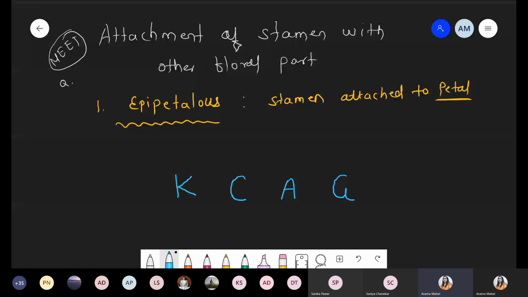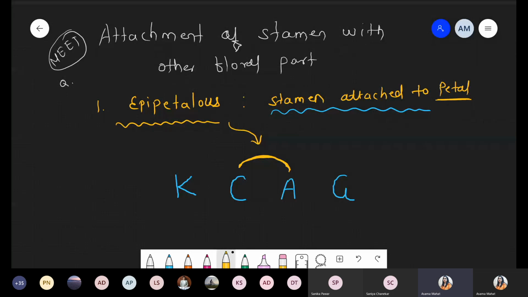But now we have to represent the epipetalous condition. So what is the meaning of epipetalous? Stamen is attached to petal. So remember this attachment is represented by a symbol, and that symbol is placed between A and C. Got this point? This attachment represents the epipetalous condition, stamen attached to petal. Okay, stamen attached to petal.